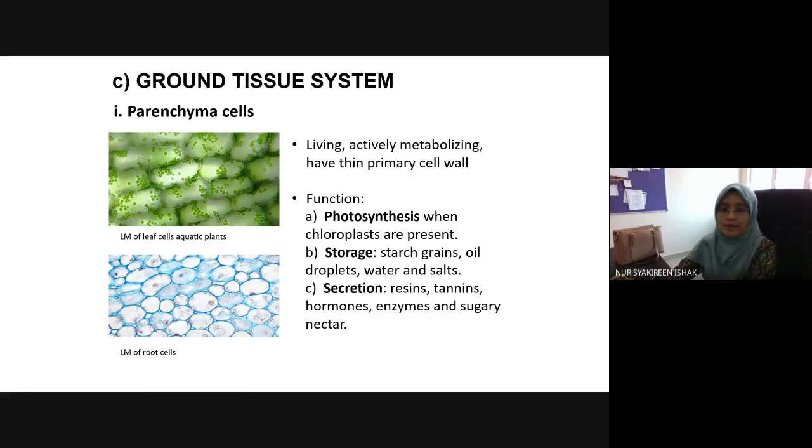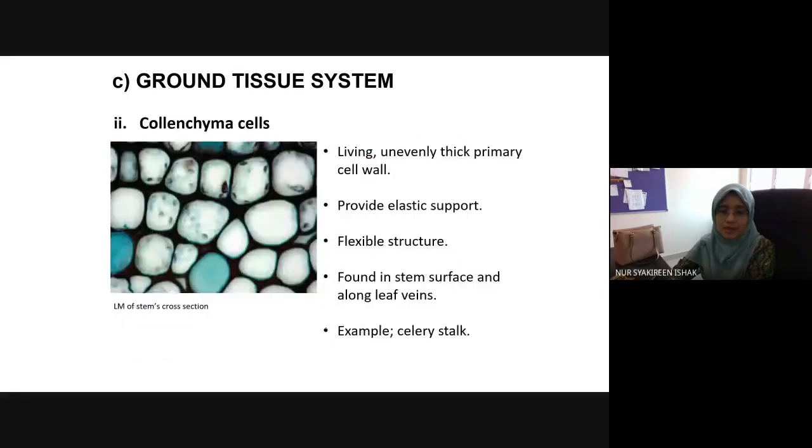So kalau parenchyma is living, okay, involved in metabolic activity and they have primary cell wall. So maksudnya sel-sel dia macam sel-sel yang baru lagi, okay. It can carry out photosynthesis because they have chloroplast, and then it function as storage, okay. Because from this chloroplast, obviously it produces sugar and needs to be stored as starch, okay, or oil, and it also store water and also salts, okay. And then secretion: resin, tannin, hormones, enzyme, and sugary nectar. So they produce all these products, right?